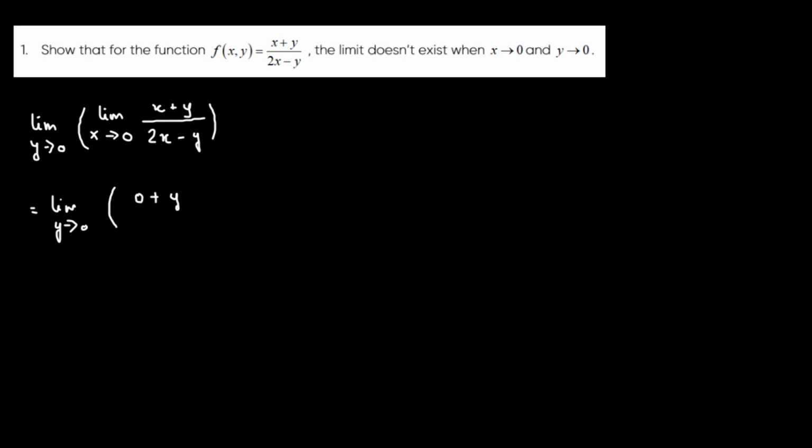Show that for the function given by f of x comma y equals x plus y divided by 2x minus y, the limit doesn't exist when x approaches 0 and y approaches 0. So here we have to apply rule number 3 because the points x and y are approaching the origin. So we first begin by calculating the limiting value of the function when x approaches 0 followed by y approaching 0. So this gives us 0 plus y divided by 2 times 0 minus y.